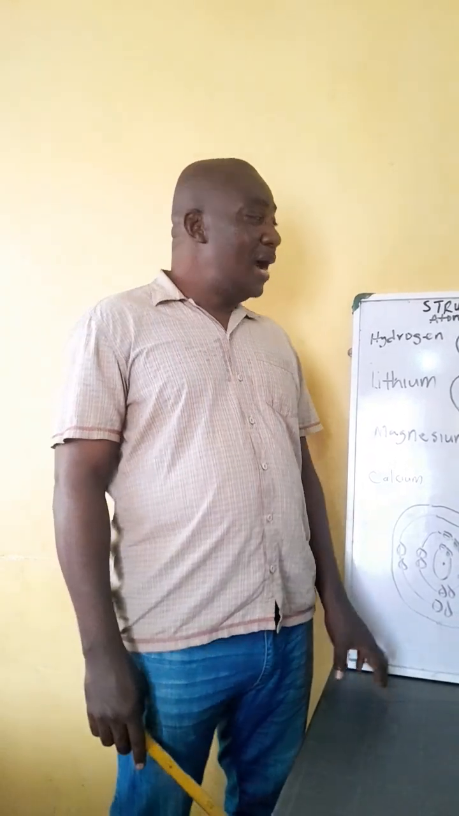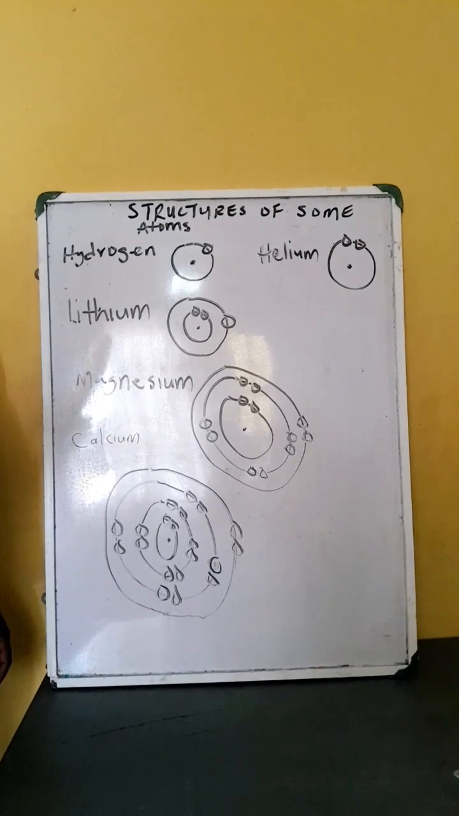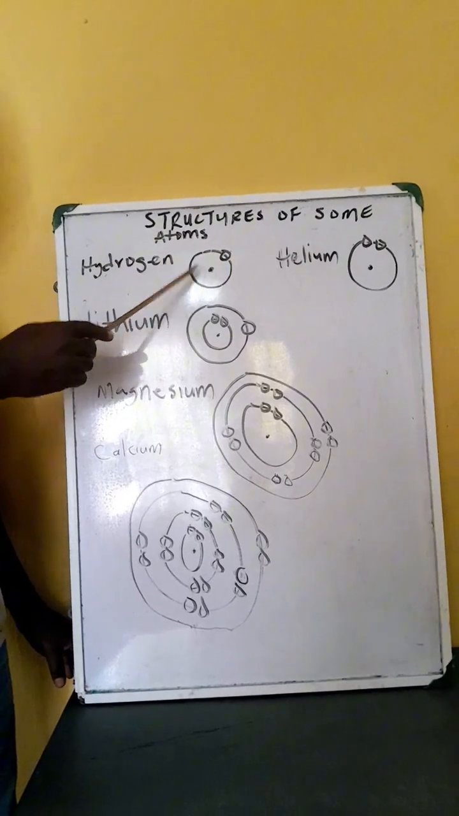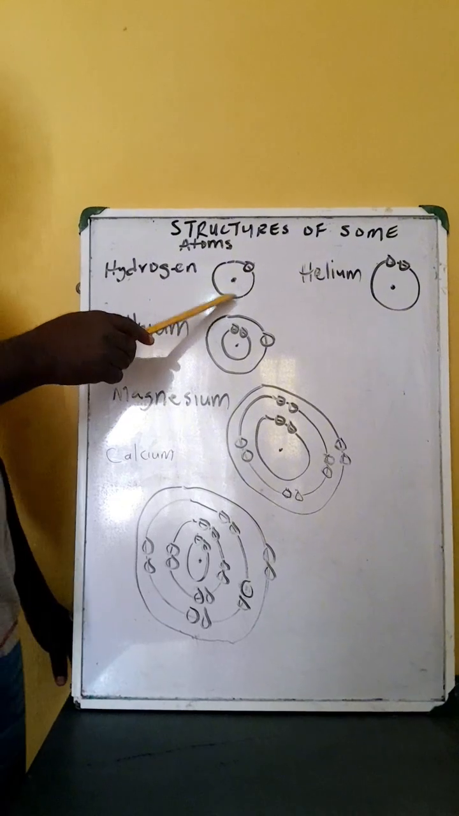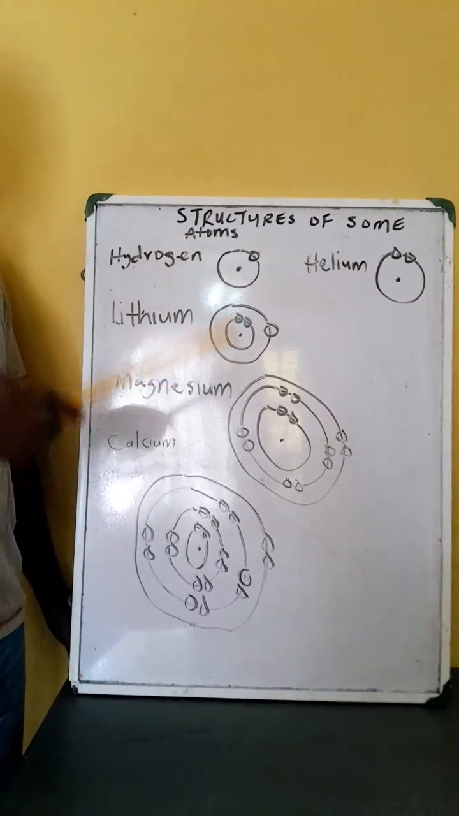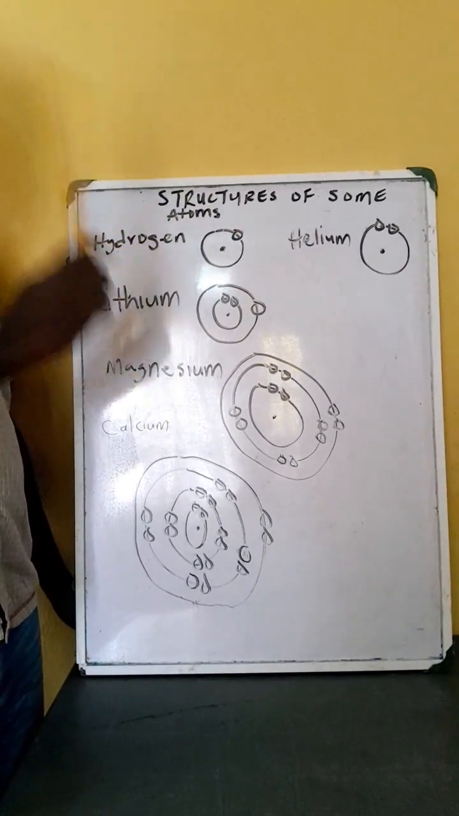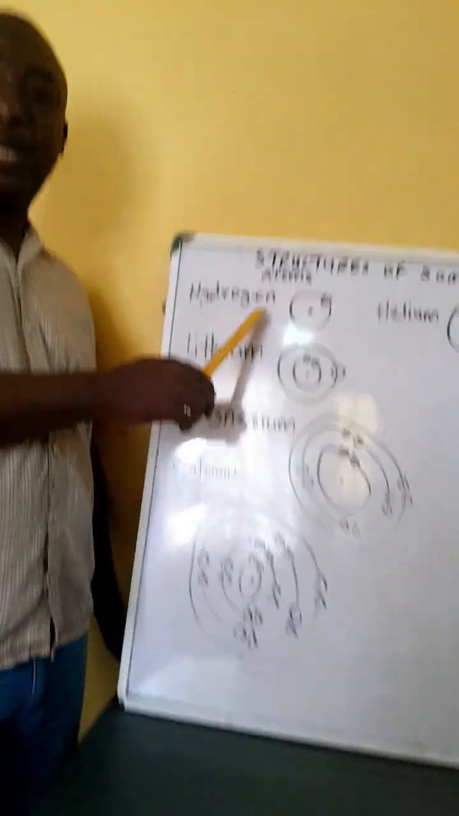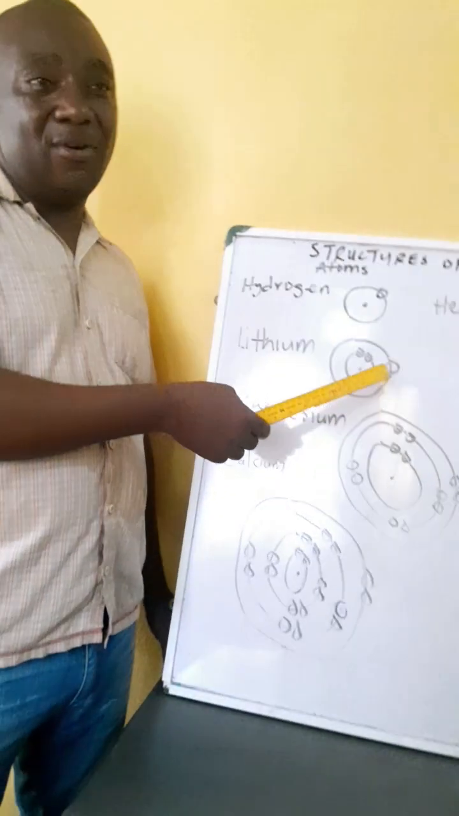So today, we are going to continue with structures of some atoms. Remember what I told us in our last class, that an atom is just a circle with a dot at the center, and that the first atom is the hydrogen atom. This is the hydrogen atom, and we can authoritatively say that it is the smallest atom. It is the smallest atom because it has only one electron, one proton. Though hydrogen has two, three isotopes, that is another topic for another day.